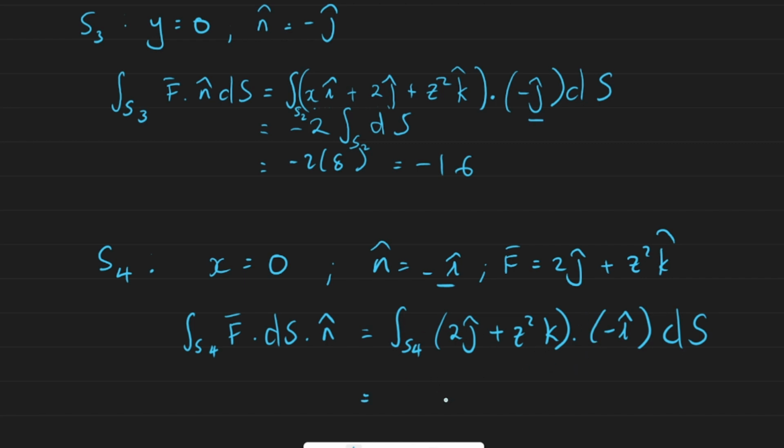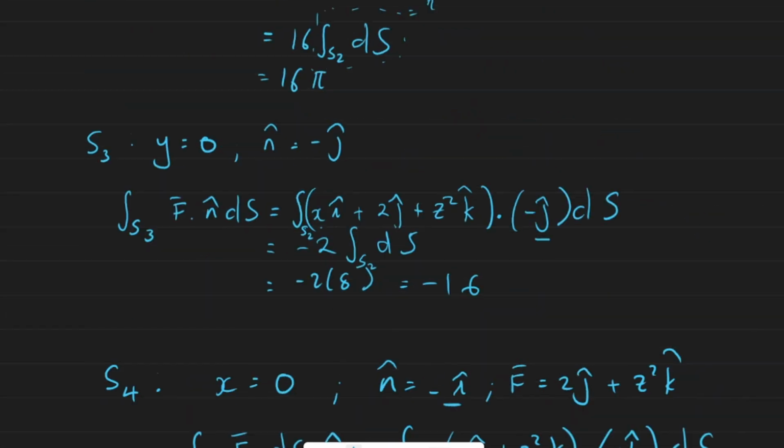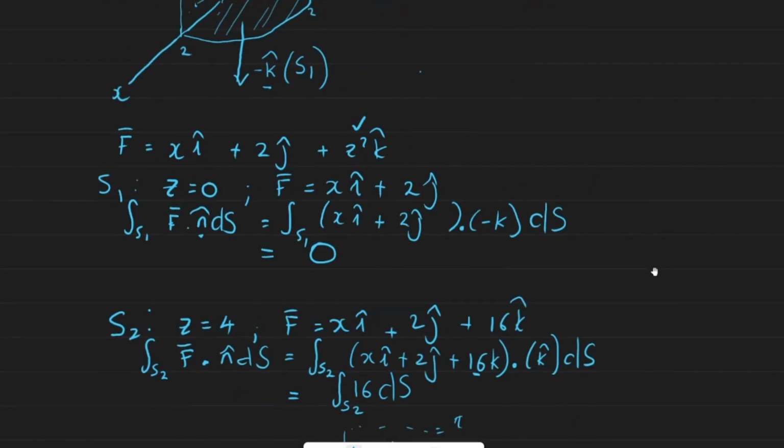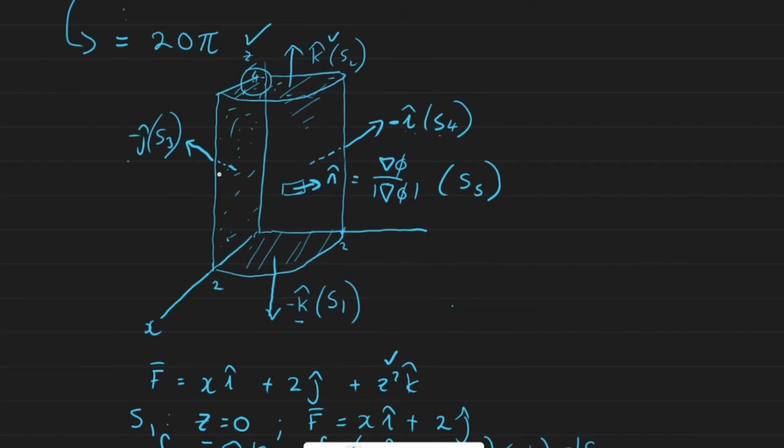So this gives us 0 because minus i times perpendicular components all give us 0. So we're left with 0 here. And then we just have one more side left. And that side is the outer area of the cylinder, that is the curved part of the cylinder. So this part of the surface, right?